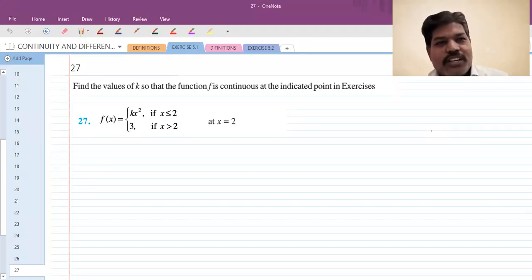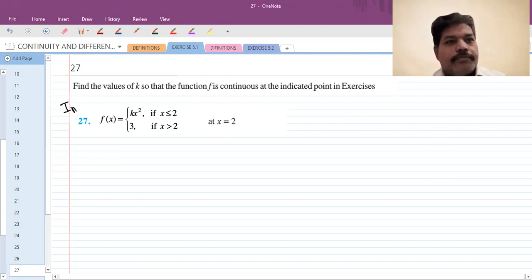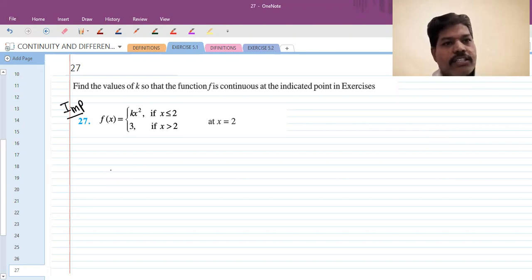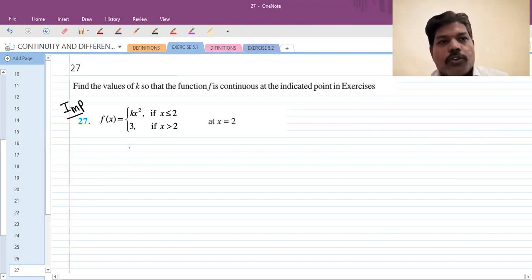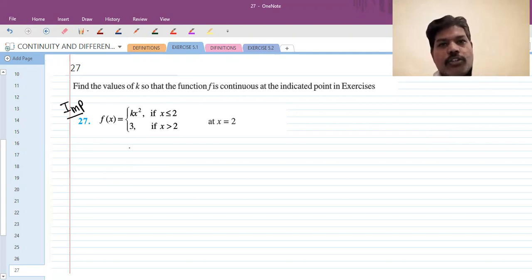See the next question, students. It is a very important question. Find the value of k if the function is continuous at x equal to 2, where f of x is equal to kx square if x is less than or equal to 2, and f of x is 3 if x is greater than 2.